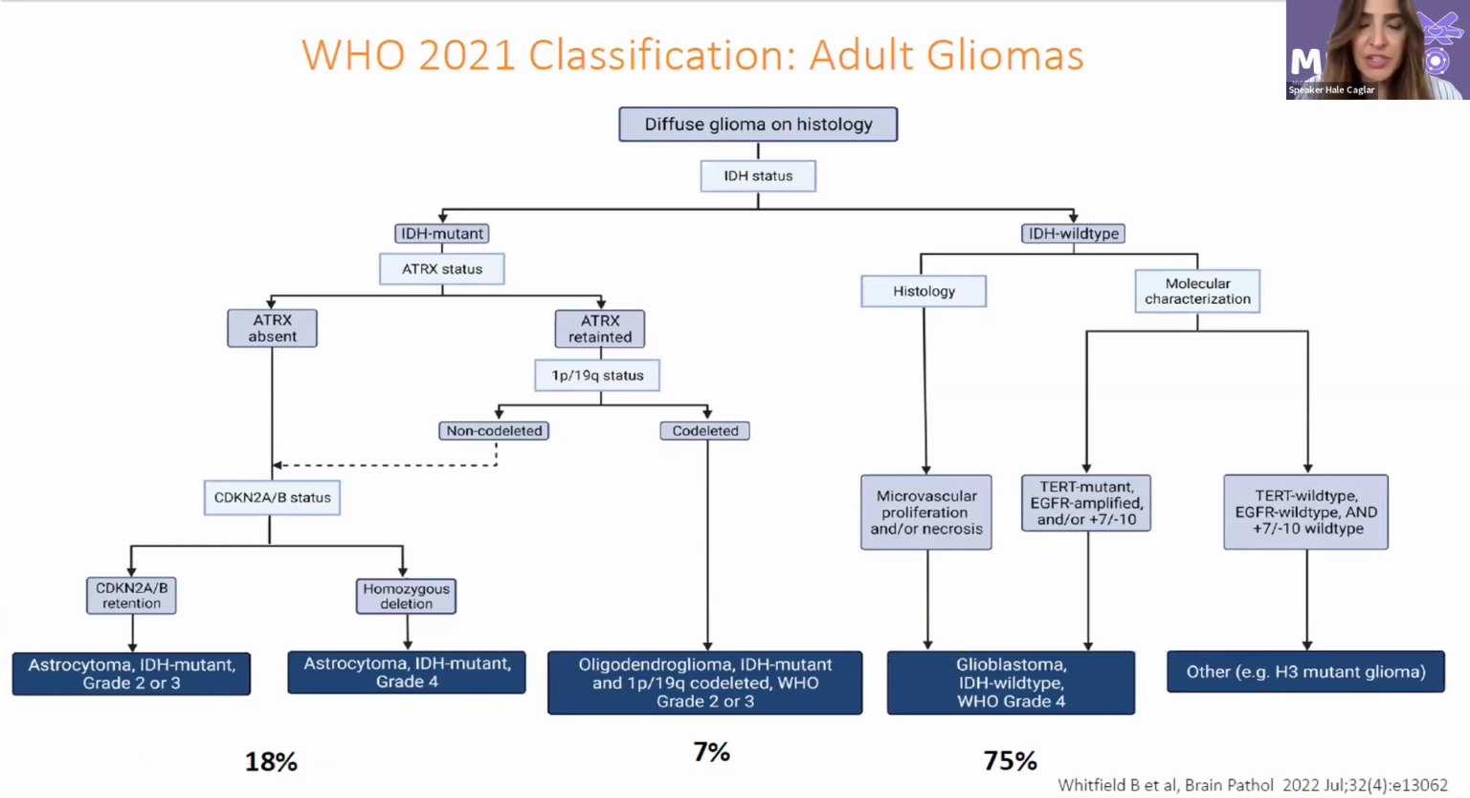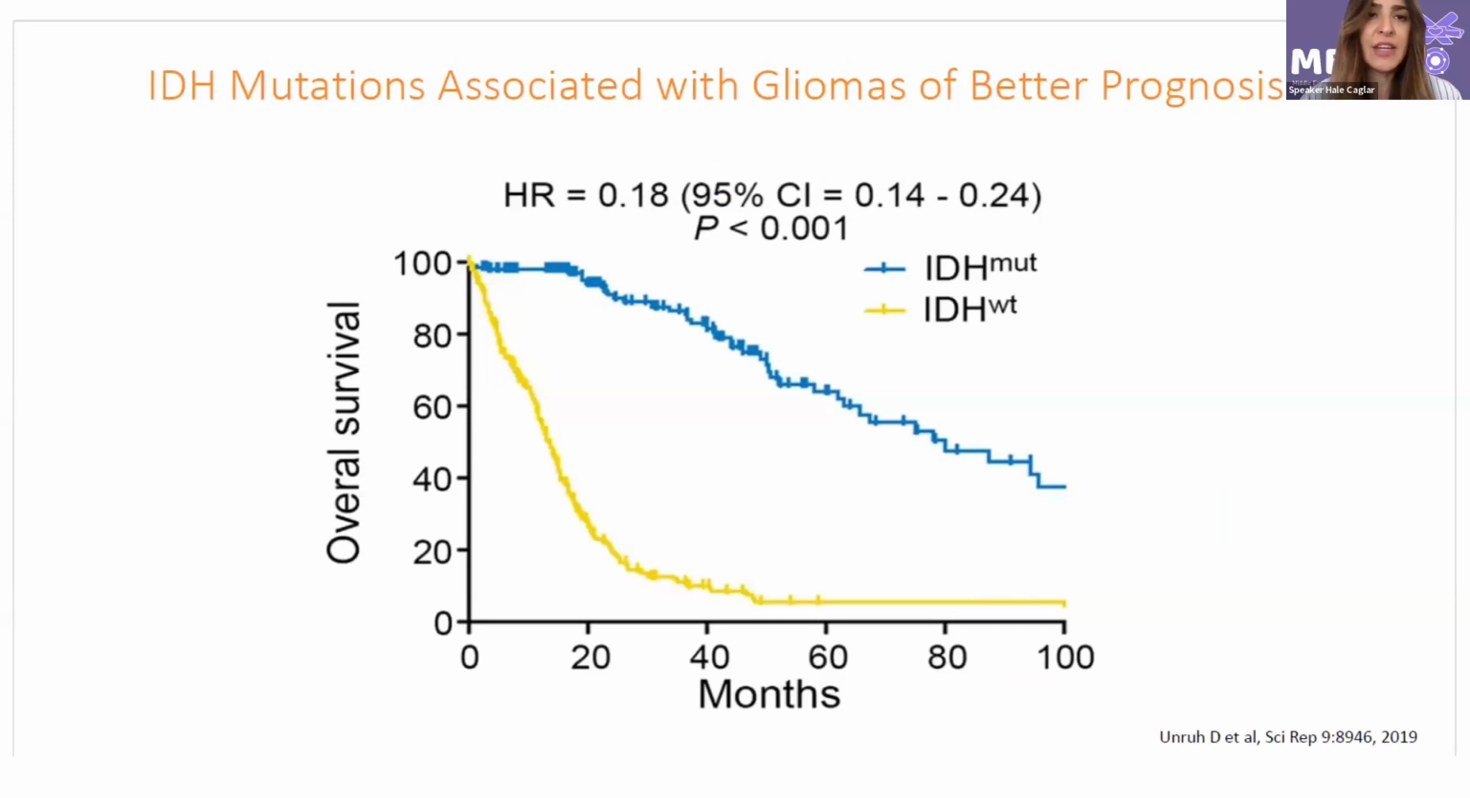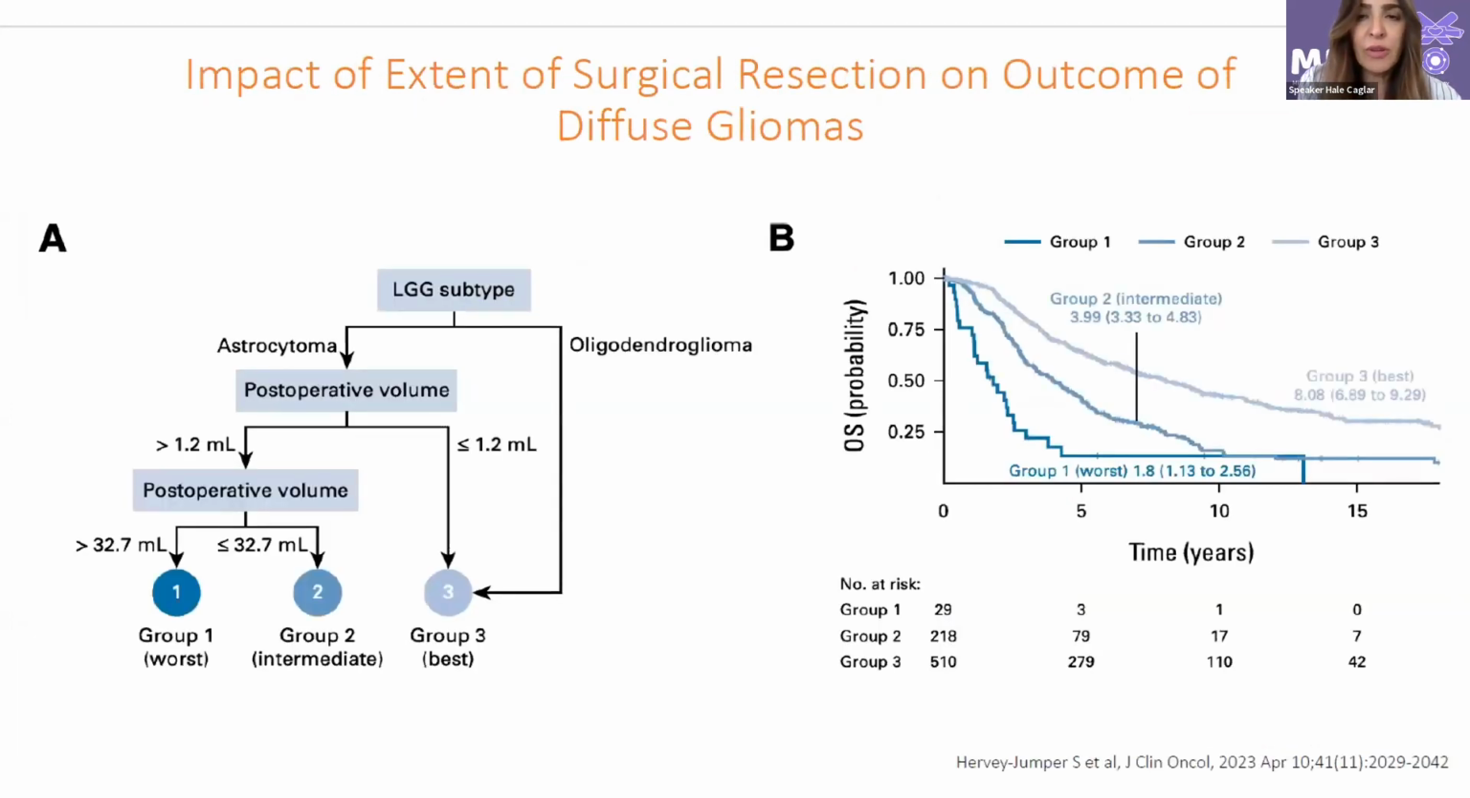Why is IDH mutation very important? Because IDH mutations are associated with better prognosis, and we know it very well from different clinical trials. There is a major difference in the long-term overall survivals with the IDH mutated patients versus IDH wild-type patients. The second important thing on survival is the extent of surgical resection.